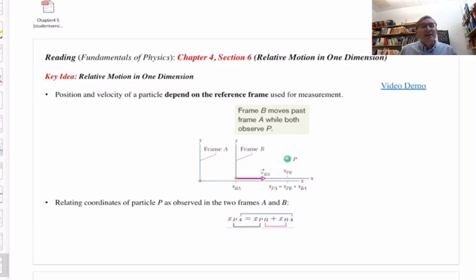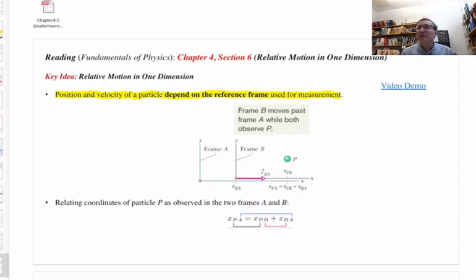So the key idea is what we call relative motion in one dimension. Here's the point. If you want to measure important properties in kinematics, two of them are position and velocity for a particle. What you get for the position or the velocity of a particle depends on what is called the reference frame that has been used for the measurement.